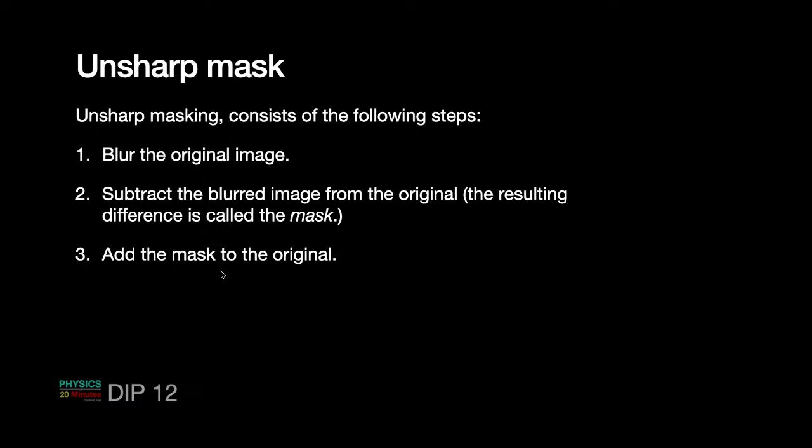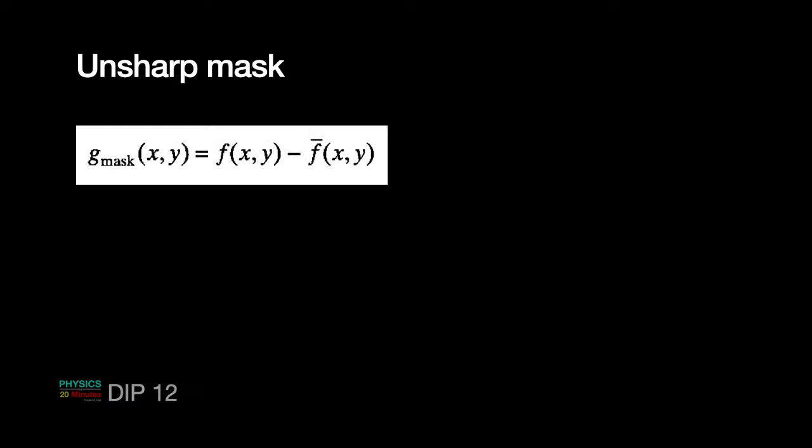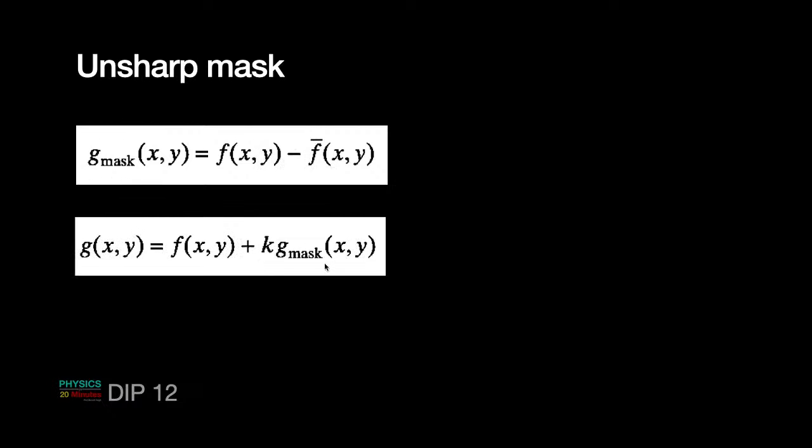So let me show you how that works. Suppose f(x,y) is my original image and f bar(x,y) is my blurred image. If I run, say, a Gaussian blurring filter, as we learned in the last class, or a typical all-ones box filter, then you can obtain the blurred image. You subtract it from the original. That difference will give you the mask, and then you add the mask to the original using a weighting factor, a scaling factor k.